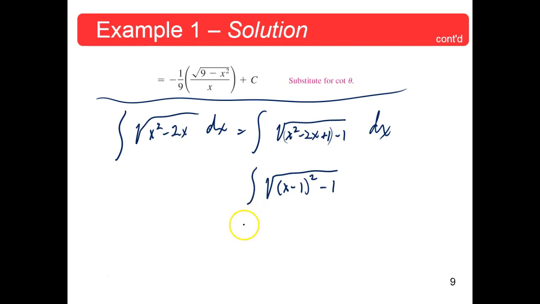So here we'd let, but here's the difference now. This time we let x minus 1 equal 1 secant theta. And that's a little bizarre too, isn't it? And you could go on and do your dx is equal to, that 1 doesn't interfere with that, and that would be secant theta tangent theta d theta.